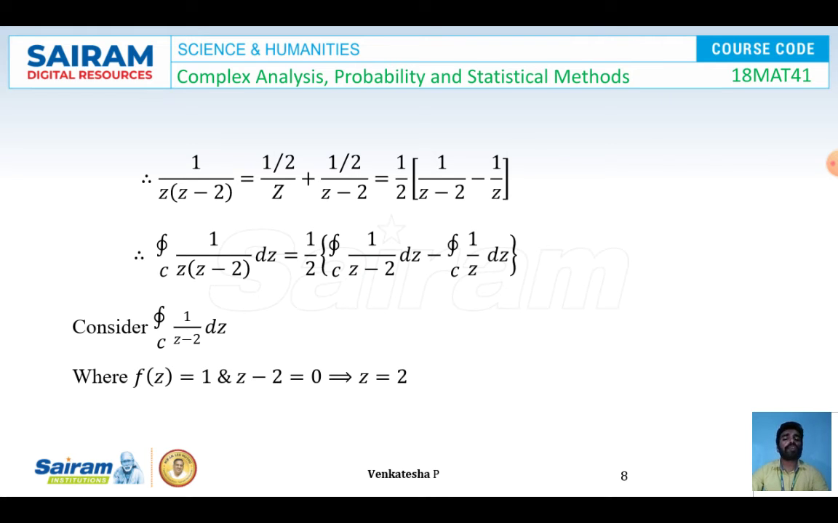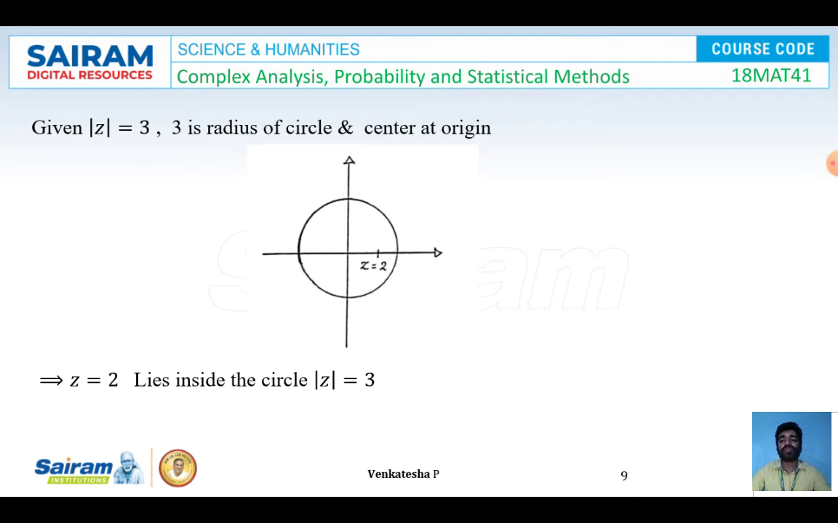Now I am going to solve the first integral, that is consider the integral over the region C of 1 by z minus 2 into dz. By comparing this equation to the formula, we can say that the function f of z is given by 1 and z will be equal to 2. So now draw the circle of radius 3 with center at origin. Since they have given that mod z is equal to 3, it is a circle of radius 3 and center at origin. After plotting the curve, I got the plot like this, a circle with center at origin and radius 3.